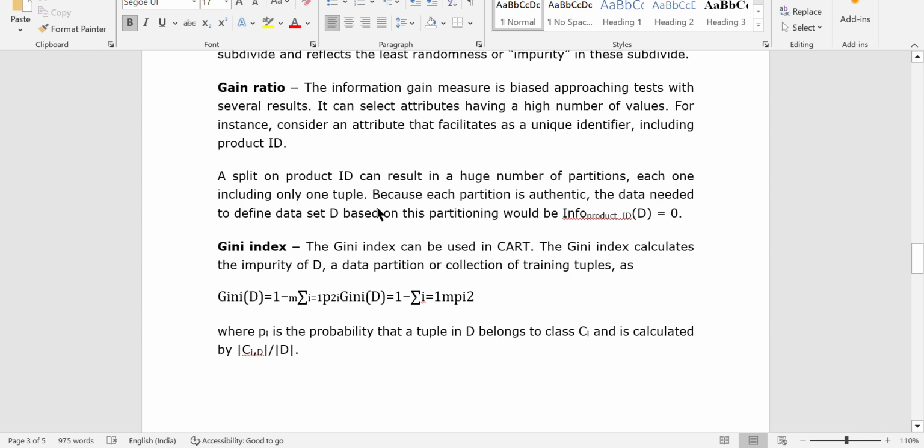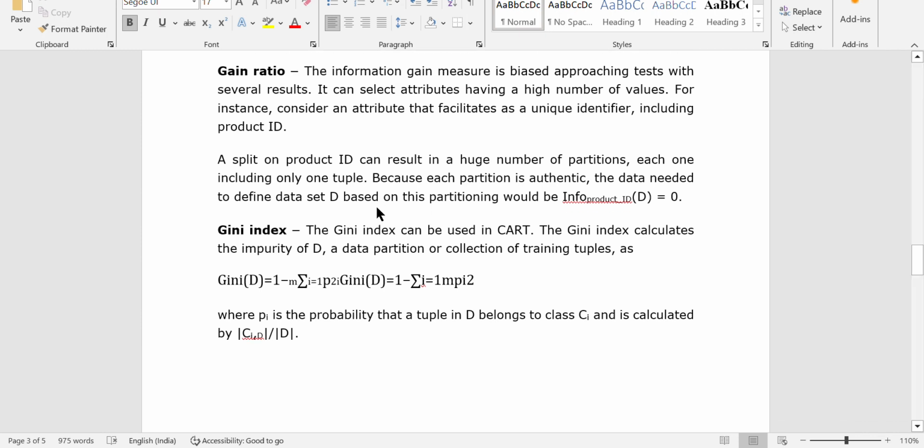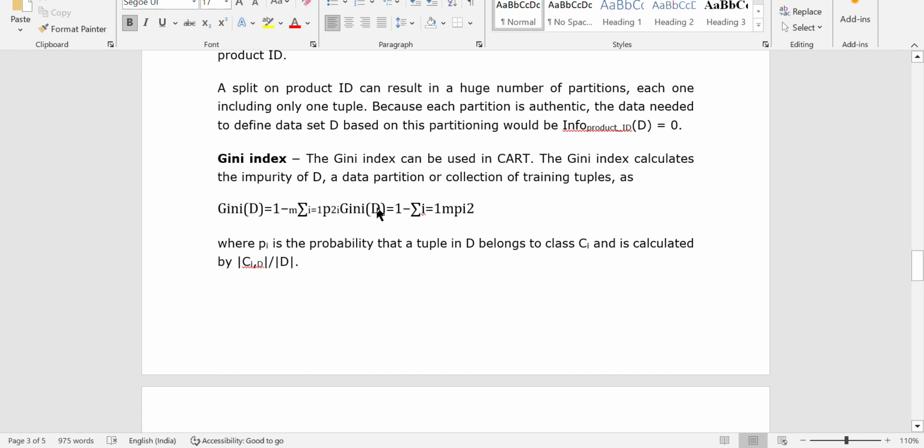Because each partition is pure, the information needed to classify data set D based on this partitioning would be Info(D) = 0. Gini index. The Gini index can be used in CART.